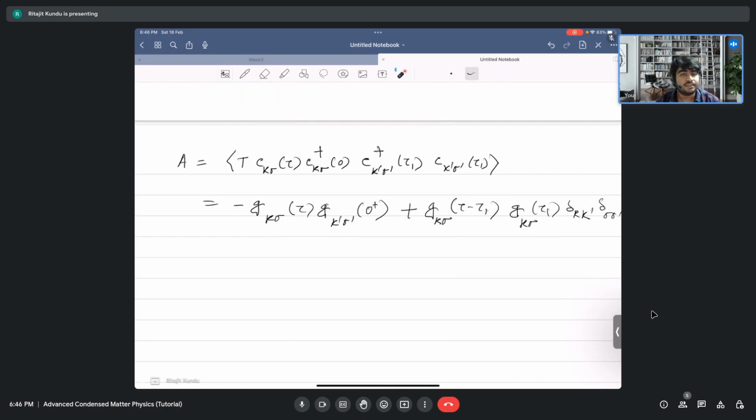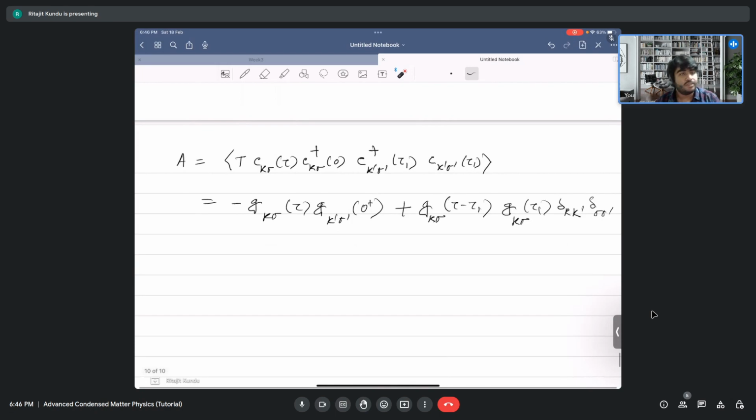Okay, so that is as easy as that. If you follow this principle, then you should be okay with any kind of operator contraction, right? So anything should be easy now. Is there any question?